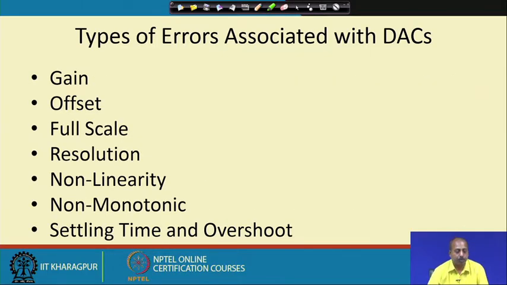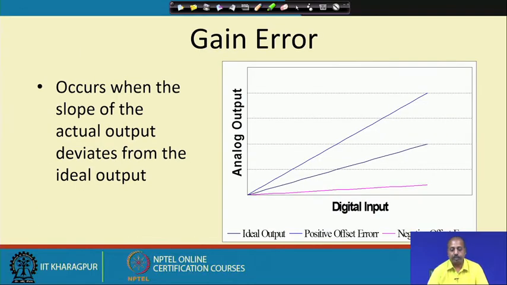So, the types of errors that we have with DAC are the gain part, offset part, the full scale range that you get, resolution, non-linearity, non-monotonicity, and settling time and overshoot. So, these are the different types of errors that we can have. Gain error, so it is like this.